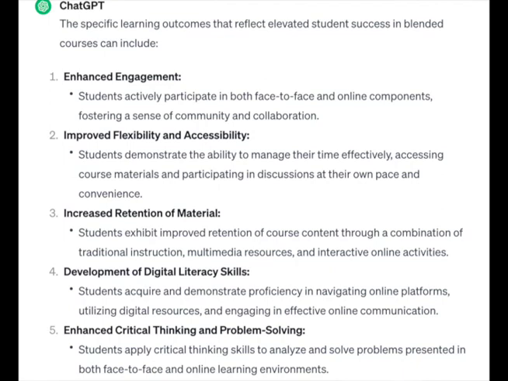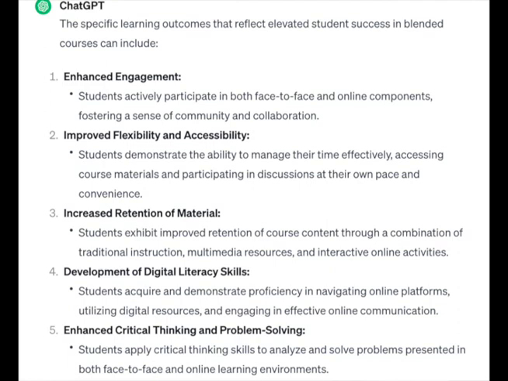But again, that's something that instructors might potentially have to help their students with, because it's not something that they necessarily already know how to do. Number 3, increased retention of materials. Students exhibit improved retention of course content through a combination of traditional instruction, multimedia resources, and interactive online activities. Again, we have the traditional instruction in the classroom, but those multimedia resources are things that instructors need to generate and to set up for their students. So again, those are not going to magically create themselves.